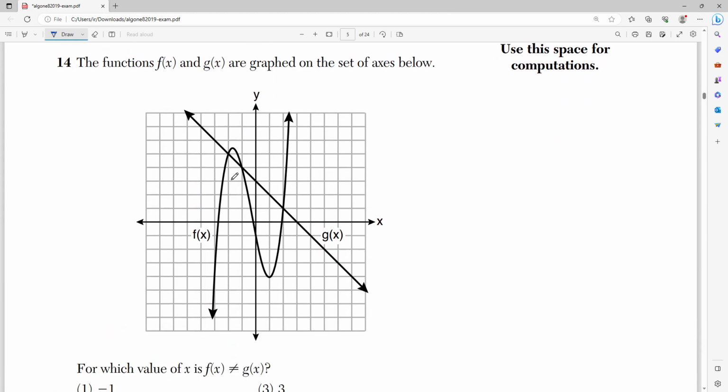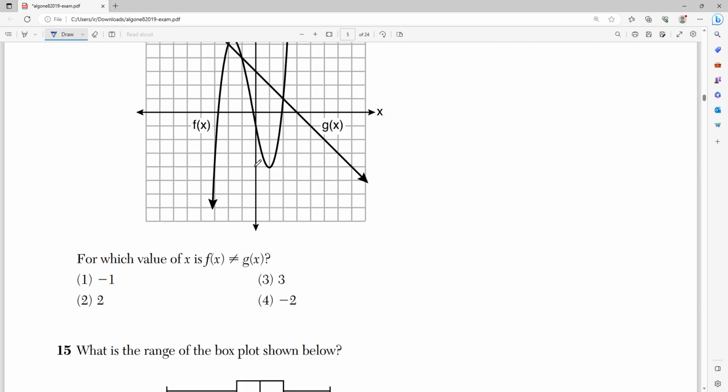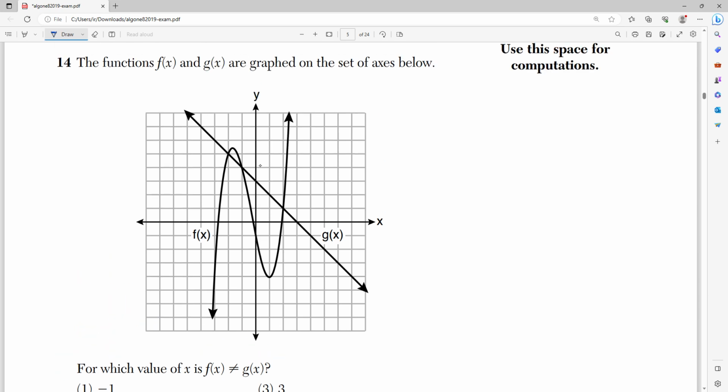So number 14 says the functions f of x and g of x are modeled on the set of axes below. For which value of x is f of x not equal to g of x, right? So what values are they equal to?